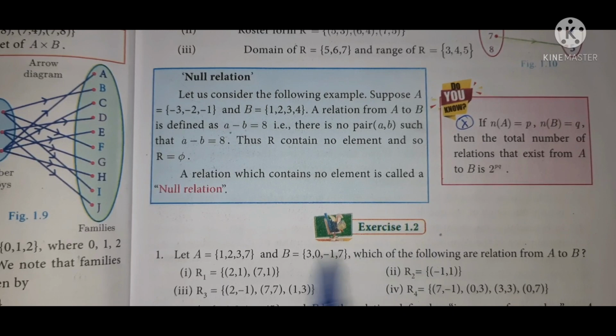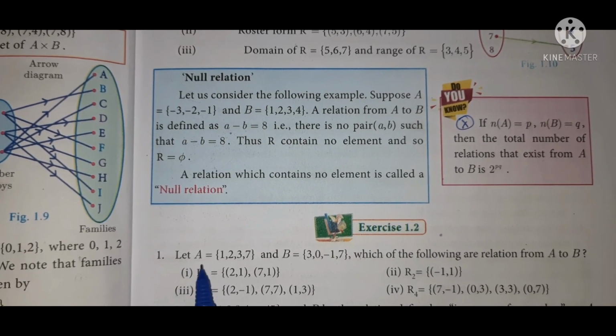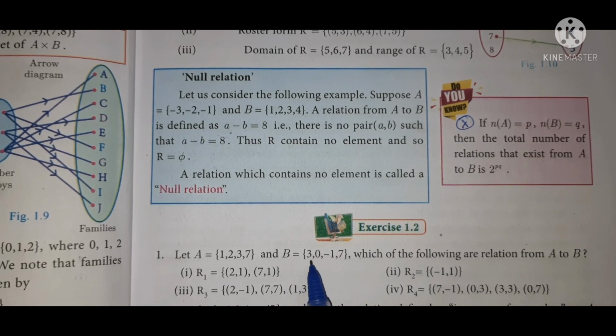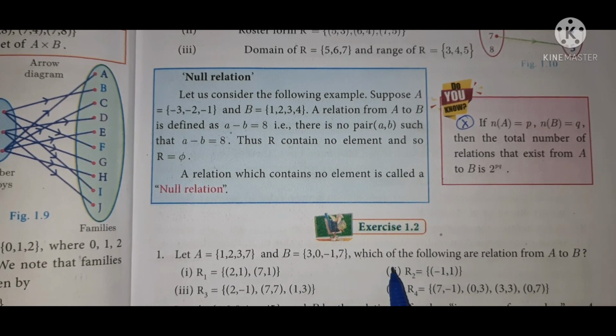Exercise 1.2, sum number 1. Let A be {1, 2, 3, 4, 7} and B be {3, 0, -1, 7}. Which of the following are relations from A to B? Here 4 relations are given. To find which of them is a relation.